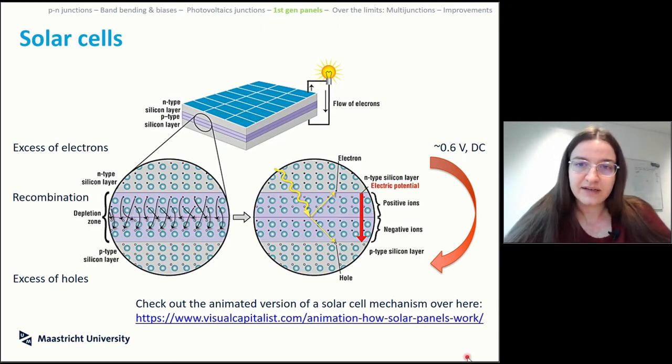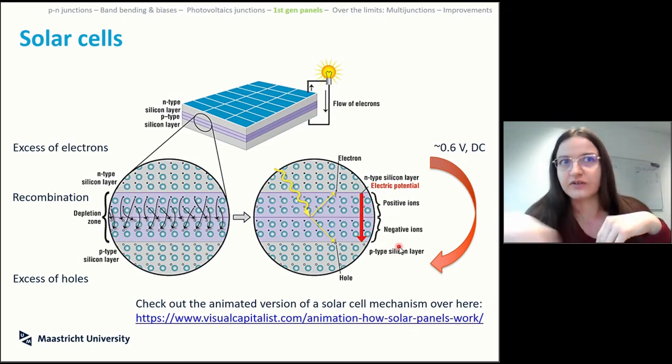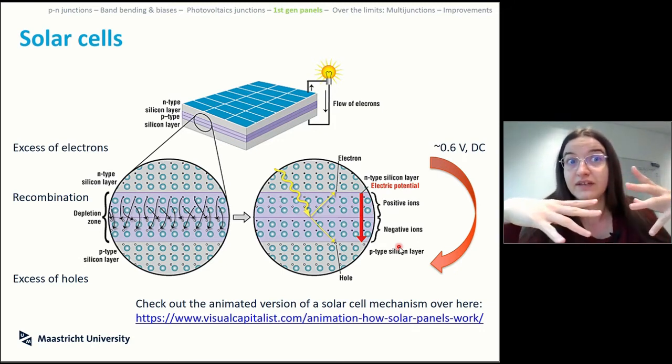If you go to this link, you will see a nice animation of what happens when you actually hit a solar cell and this splitting of the charges and conducting through. So this is something that you're trying to move away from re-equalizing by itself.